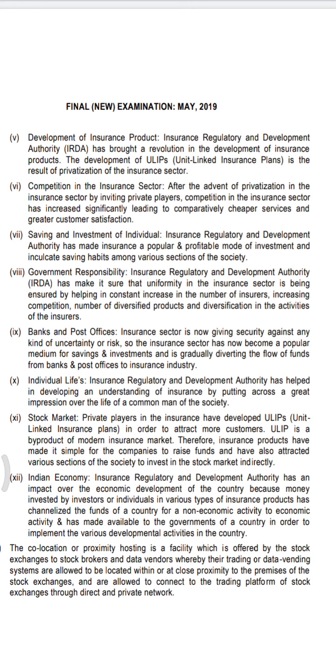Government responsibility. Insurance Regulatory and Development Authority has made sure that uniformity in the insurance sector is being ensured by helping in constant increase in the number of insurers, increasing competition, number of diversified products and diversification in the activities of the insurers.